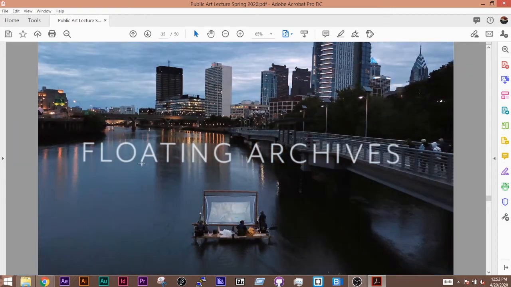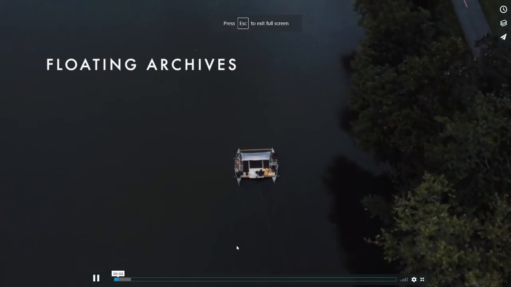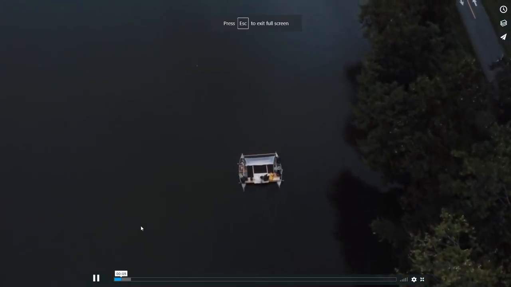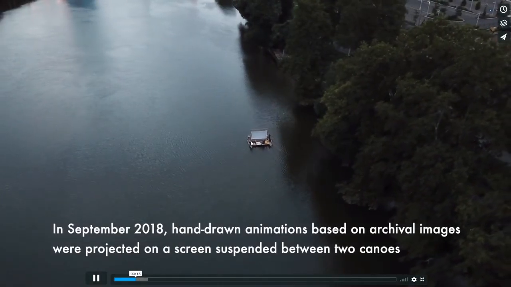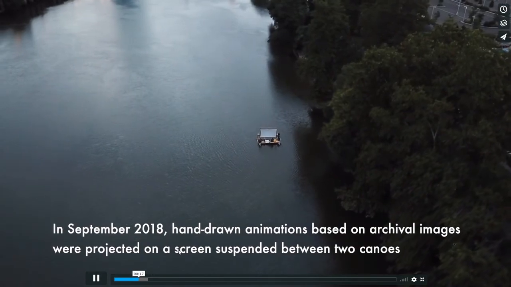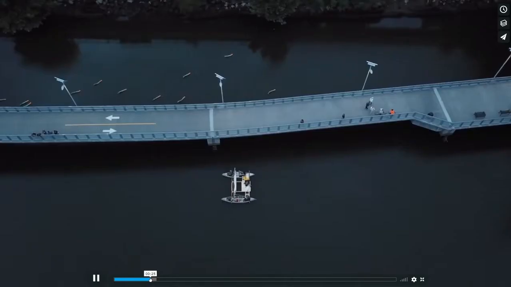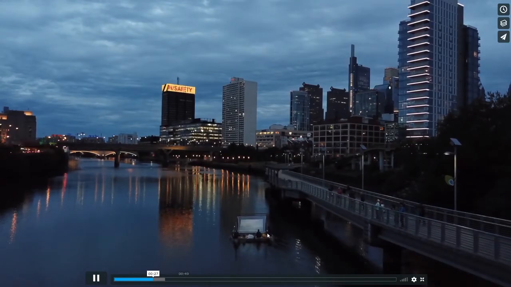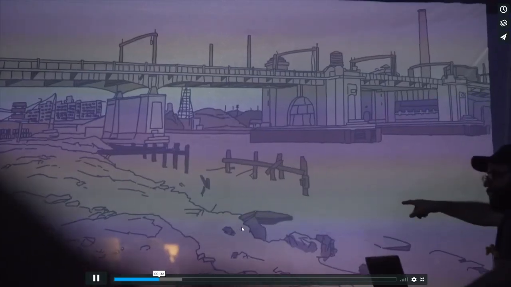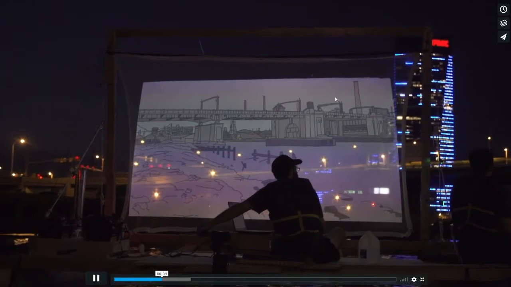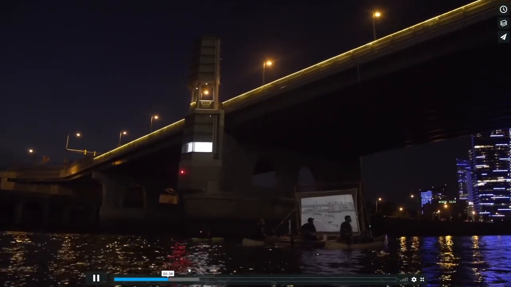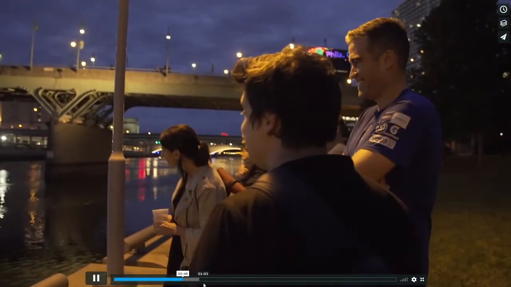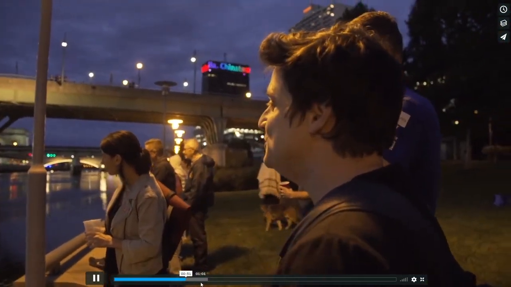And so in this piece, we moved up the river, and people were able to see the projections of each animation playing on the screen. And we played each animation at the particular point that each place referenced. So as we passed the South Street Bridge, we would play the animation based on that image of the South Street Bridge. And there were about 50 animations total.